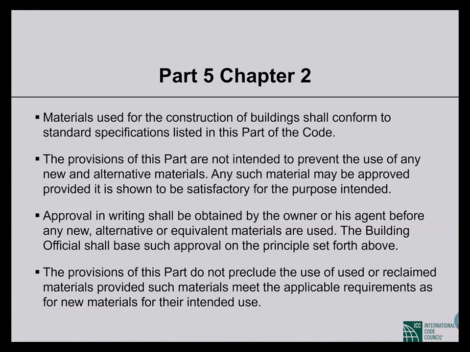How can he show that? So the procedure is like this: approval in writing shall be obtained by the owner or his agent before any new alternative or equivalent materials are used. The building official shall base such approval on the principles set forth above. So the procedure is that the owner must apply to the authority, that is the building official or the authorized officer, and the authorized officer or building official shall approve it. How? He shall ask the building owner to show the test results. So he will ask for some tests to be conducted on this new material.